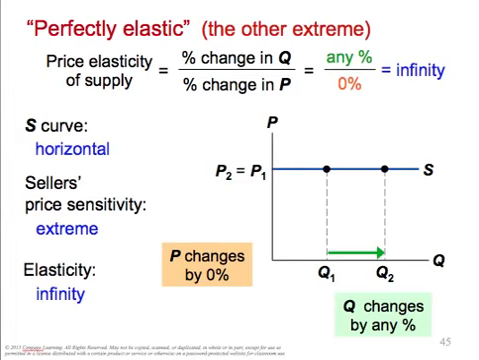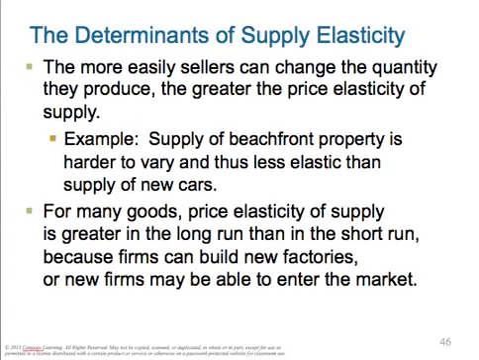Relatively, pretty much impossible to see. So the determinants of supply elasticity: the more easily sellers can change the quantity they produce, the greater the price elasticity of supply. An example, supply of beachfront property is harder to vary, thus less elastic than supply of new cars. There's only so much beachfront property available. However, you can make a lot of new cars. That's limitless. For many goods, price elasticity of supply is greater in the long run than in the short run.